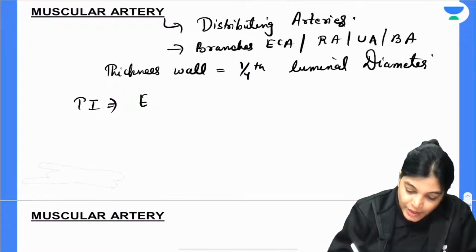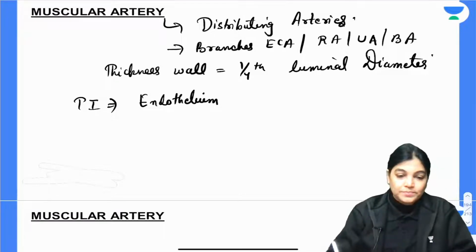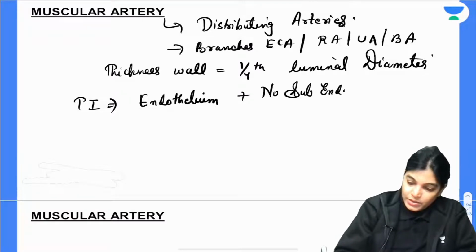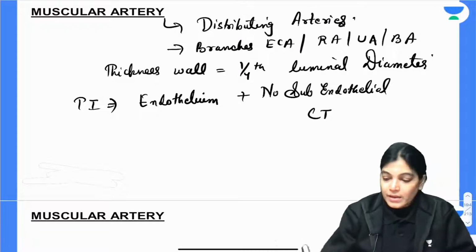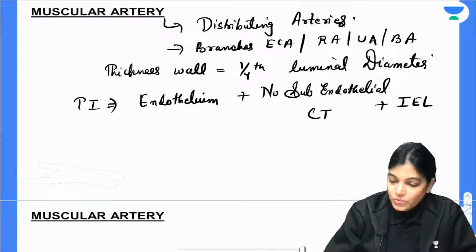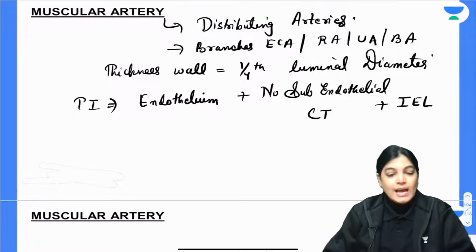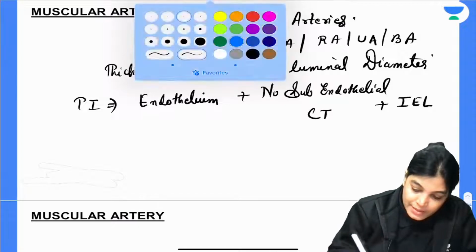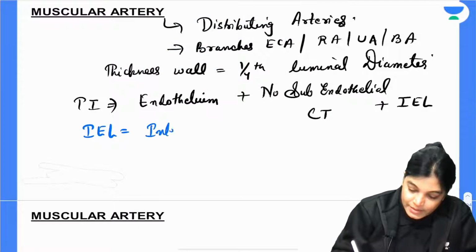So it consists of endothelium, no subendothelial connective tissue, and the IEL. What do you mean by IEL? Internal elastic lamina. I just want to give you some detail on the internal elastic lamina. What is the internal elastic lamina?